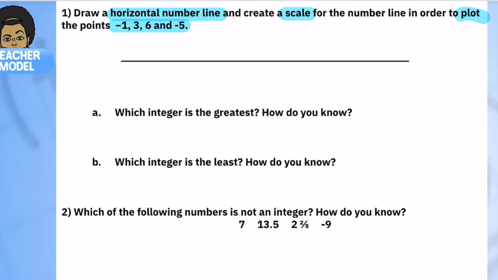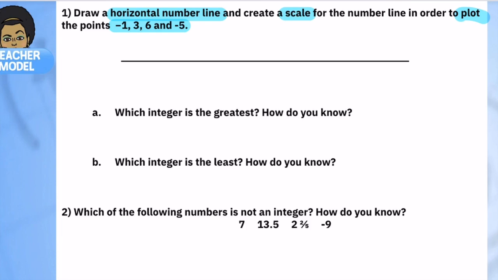Our question asks about our scale. And when I think of scale, I think, how are our numbers counting? Like, how do we count? Are we counting by ones? Are we counting by twos or by threes? How are we going in our numbers? So we're going to think about that, and we're going to plot these numbers.